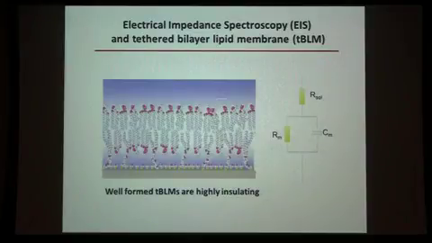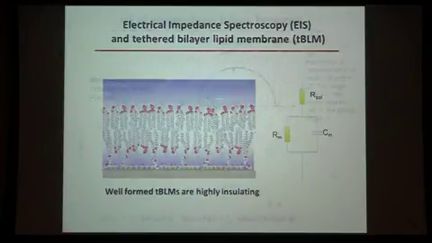So the electrical impedance spectroscopy of the tethered bilayer simply works as a function of the fact that the lipid creates a fairly highly insulated system between the solvent and the gold surface here. So you've got a resistance of the membrane and a capacitance of the membrane, and both of those electrical properties are highly sensitive to the integrity of that membrane. If there are defects in that membrane, or if there are any holes in the membrane, the ion flow will detect it.